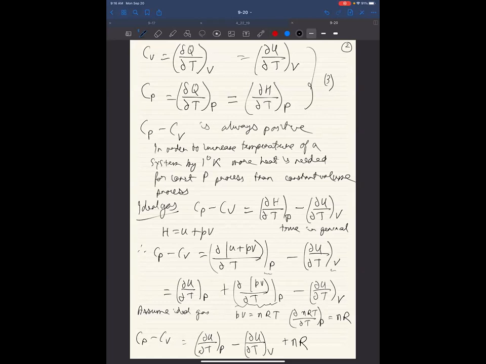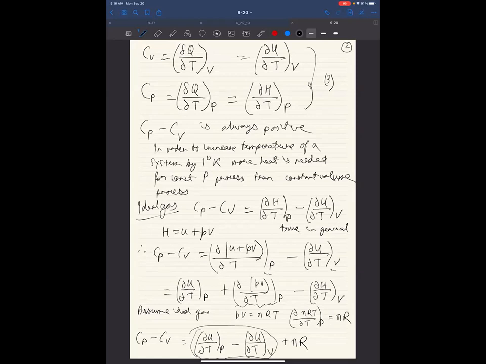So it looks just like what we wanted to prove in that problem, right? Only if we could cancel out the first two terms. They are both partial U by partial T. One is at constant P, one is at constant V. If this was not an ideal gas, if this was a real gas, would this be equal to 0 for a real gas?